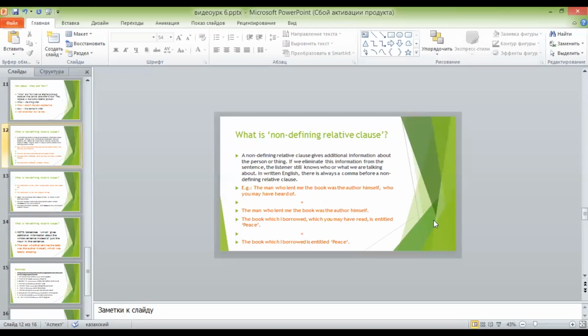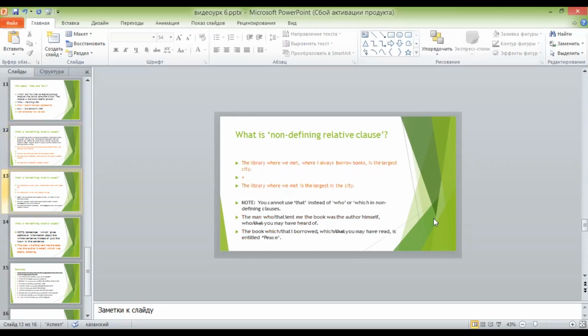Or: the man who lent me the book was the author himself. The book which I borrowed, which you may have read, is entitled Peace. Or: the book which I borrowed is entitled Peace. The library where we met, where I always borrow books, is the largest in the city. Or: the library where we met is the largest in the city.